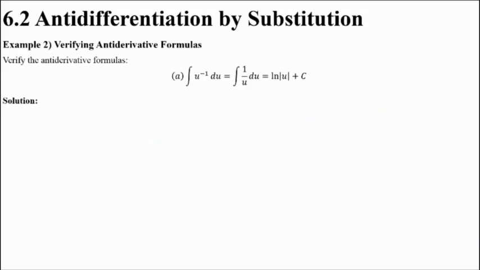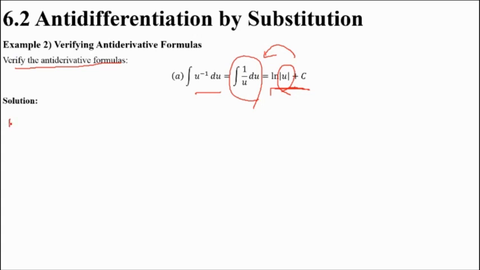All right, next one, problem 2. Just verify the antiderivative formula. The first one, A: u to the negative 1 power, which means 1 over u. How come it is ln u plus C? So we're going to go in this direction. Is it true or not? This has an absolute value, so we should check positive and negative cases.